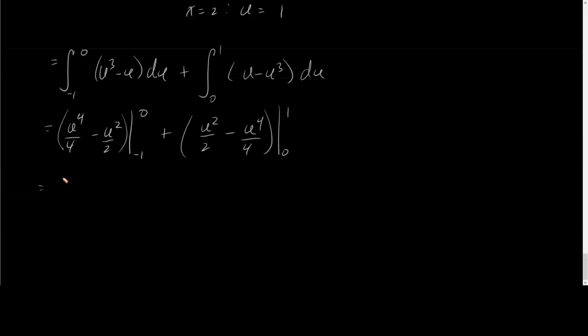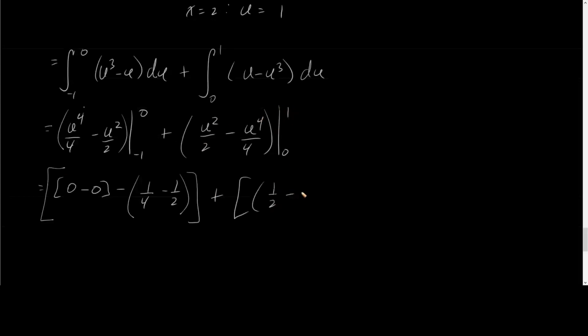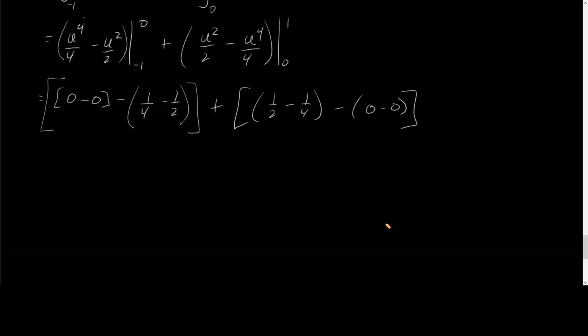Well, plug in 0, I end up with 0 minus 0, minus plug in negative 1. Well, negative 1 to the 4th, that's 1, so I got 1/4 minus 1/2, right? Negative 1 squared is just positive 1. So that's the second one there. Plus plug in 1 into here. I end up with 1/2 minus 1/4 minus plug in 0. 0 minus 0. Okay, so let's see what we get.